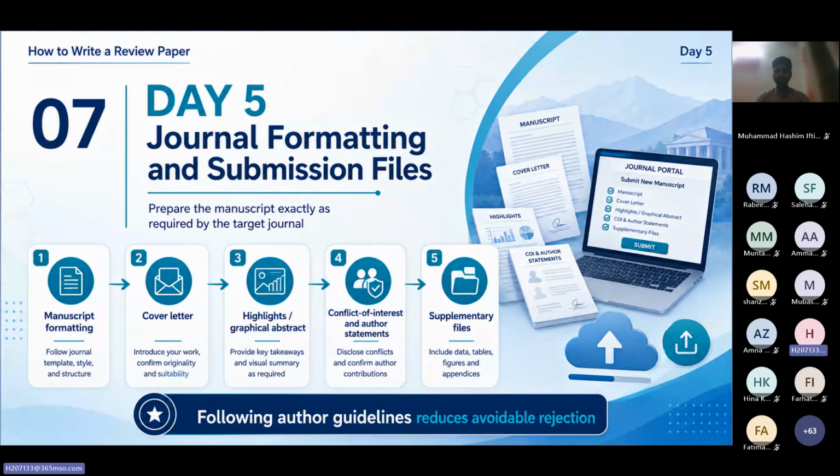So the next, journal formatting and submission file. Manuscript formatting. We should check the author guideline on the journal's website in which we are submitting the paper. Follow journal template, style, and structure. They have told what should be the style of the text. Like mostly we use Times New Roman. What should be the size of headings, size of title? What should be the size and style of the author's name, their working units, affiliations?